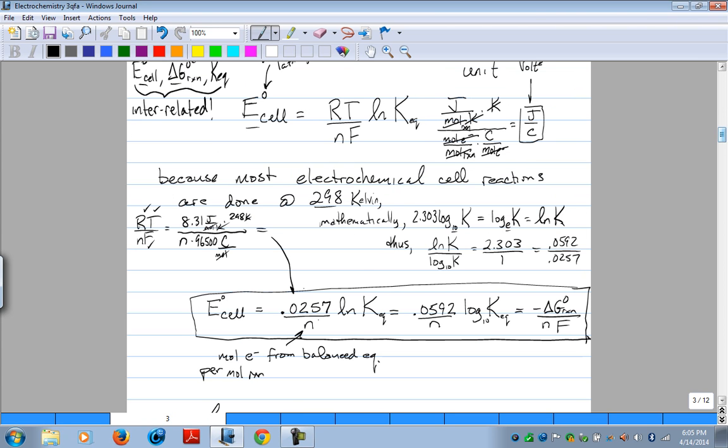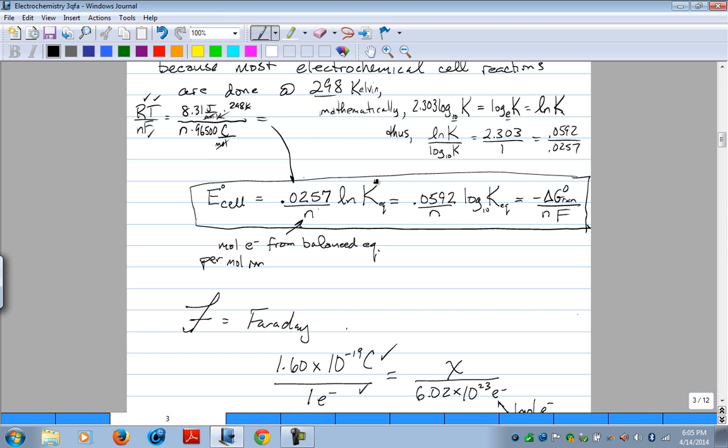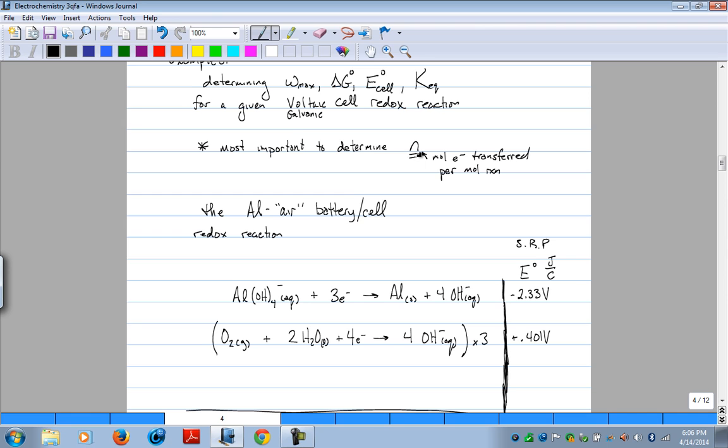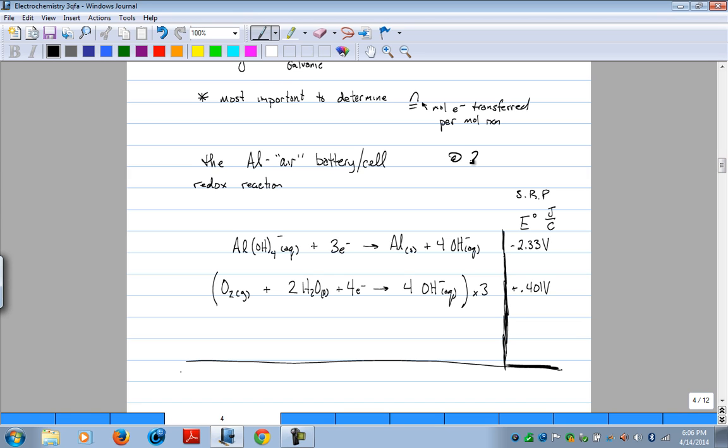So once you have the standard cell potential difference for a given reaction, you can relate that to the equilibrium constant value or to the standard Gibbs free energy change, and if it's at 298 Kelvin, the numbers become simpler with those constants. So here's an example of that applied to the aluminum air battery. The oxygen in the air is the substance that's going to react with the aluminum. As you just saw, the main variable we're interested in obtaining initially is n, the moles of electrons transferred per mole of reaction. We'll look at this reaction at 298 Kelvin so that the numbers will simplify.